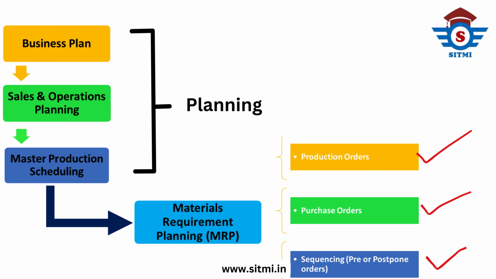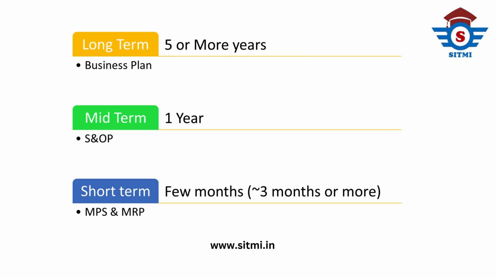So this was all about the different types of planning and how they are interlinked with long-term, medium-term and short-term plans. So simply, the long-term plan is basically a business plan or strategic plan. The medium-term plan is basically S&OP, which is done for around 12 months, and short-term plans are basically MPS and MRP, which play a major role in tactical planning at the plant level.